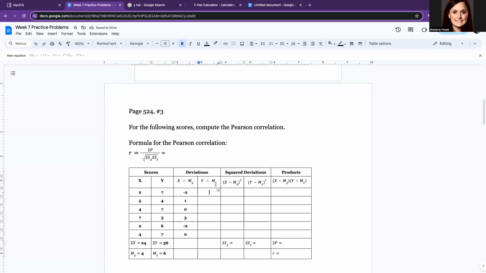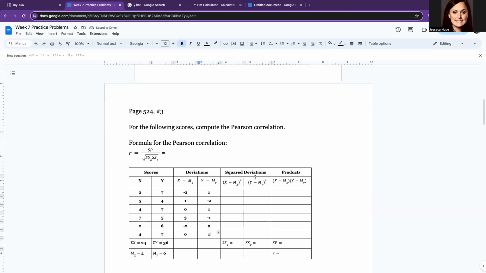So now you can go on to y. Y minus my, or the mean of y. So 7 minus 6 is 1. 4 minus 6 is negative 2. 7 minus 6 is 1. 5 minus 6 is negative 1. 6 minus 6 is 0. 7 minus 6 is 1.